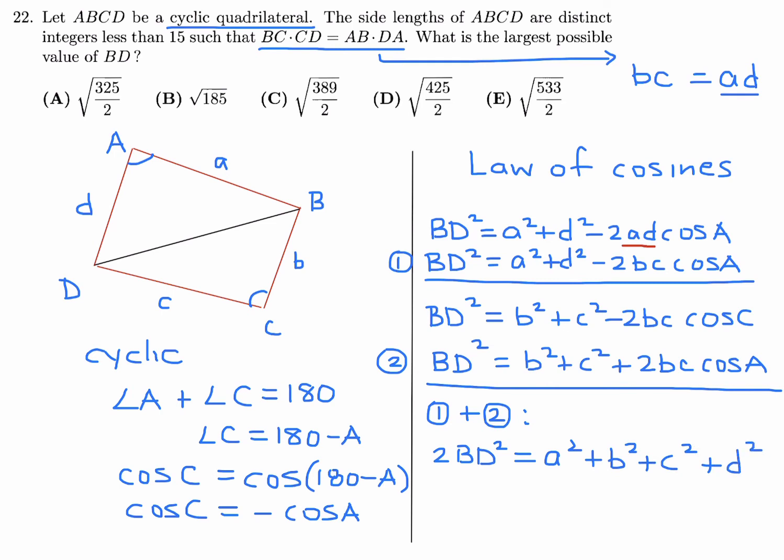Okay? At this point of the question, we have to utilize this piece of information that the side lengths are all distinct, so they're all different, and they're all less than 15. So we have a task of maximizing this with 4 integers that are all less than 15.